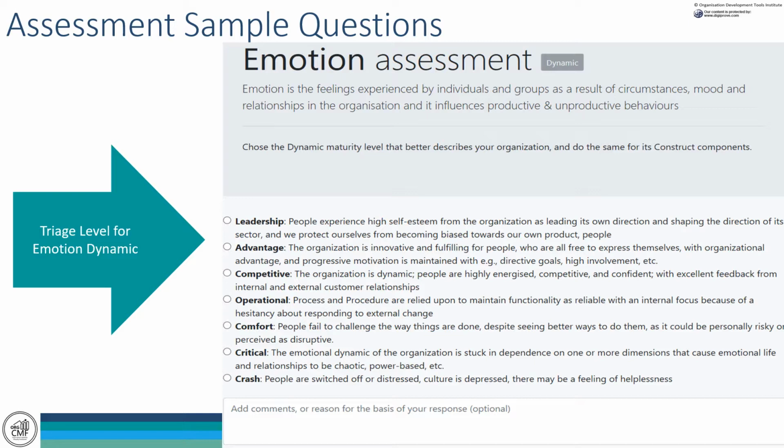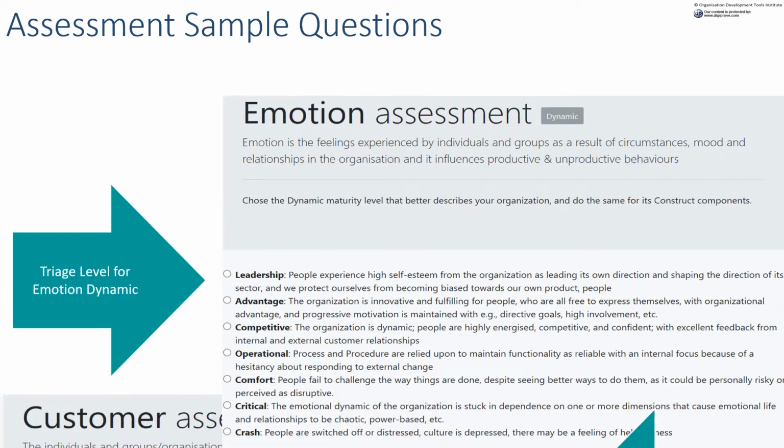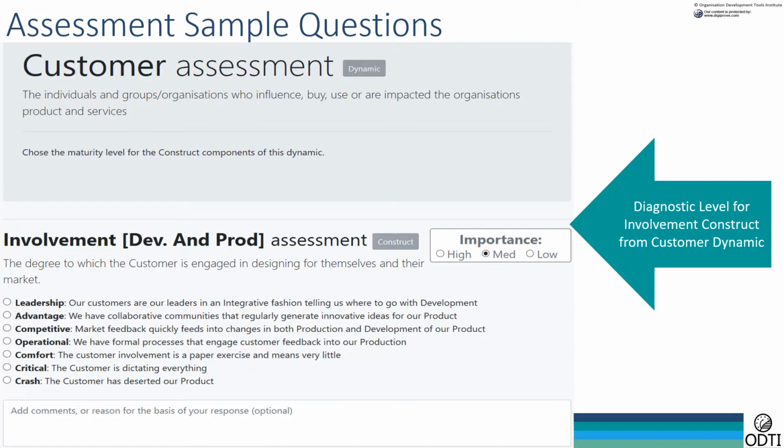Here we can see a sample triage tier question for the emotion dynamic and the related answer statements the respondent chooses from. Participants also have the opportunity to provide supporting information as to the reasons for selecting a specific statement. They do this in the text box. The next example is a diagnostic level question and the statements for the customer involvement construct at this level. Respondents can signal their view on the importance.